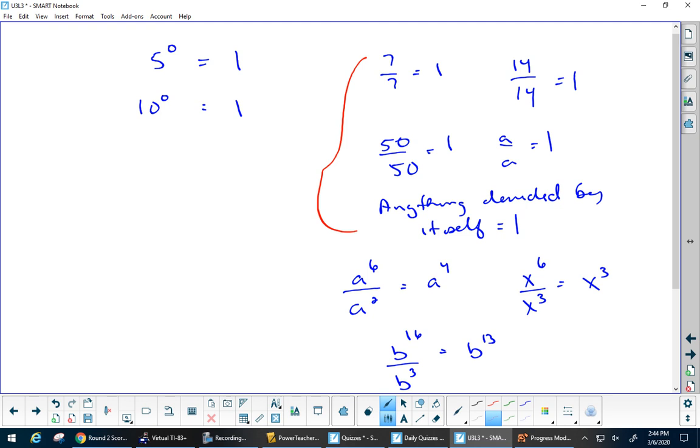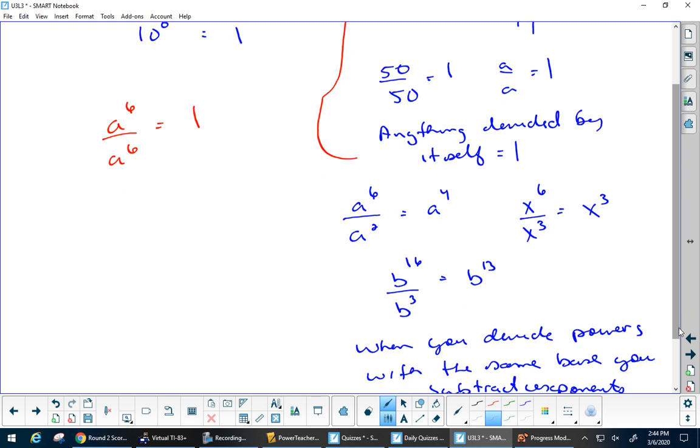What would be a to the 6 divided by a to the 6? What would be the answer? It would be 1. You already agreed with me that anything divided by itself equals 1. Right? Is that not true? A to the 6 divided by a to the 6 should equal 1. Now, by this rule, a to the 6 over a to the 6, what would it be? Proving that a to the 6 over a to the 6, since this equals a to the 0, must also equal 1. See, I proved it.